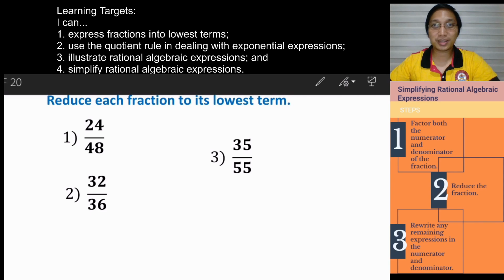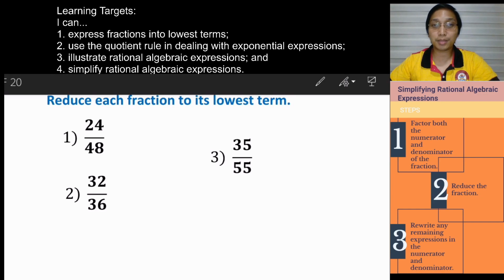Guys! Welcome to my learning video. In today's video, we're going to talk about how to simplify rational algebraic expressions. But before we proceed to that, let's recall first how to simplify our fractions.